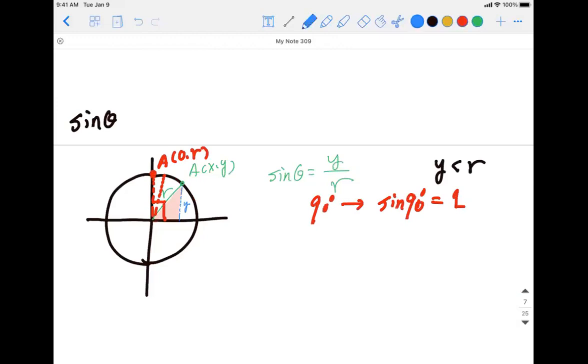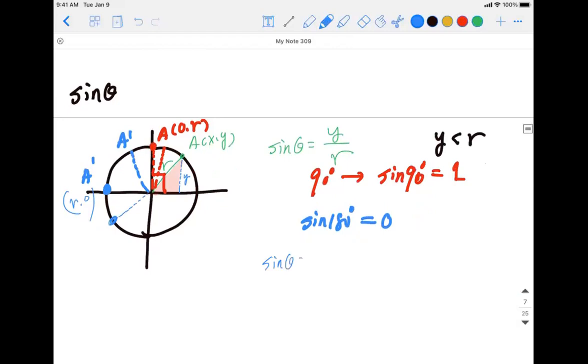Okay, as your point A comes to here, your Y will become less than R. All the way, when you come to here, sine 180 degrees will equal 0, because by that time, Y will degrade into 0. Very understandable, right? And then moving forward, as long as you come to here, let's have a look.